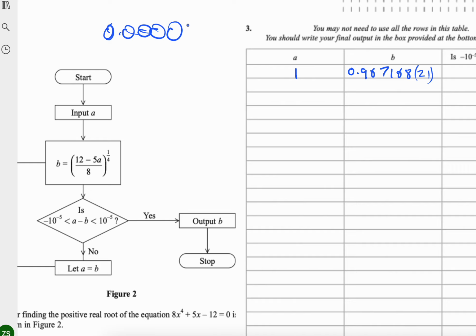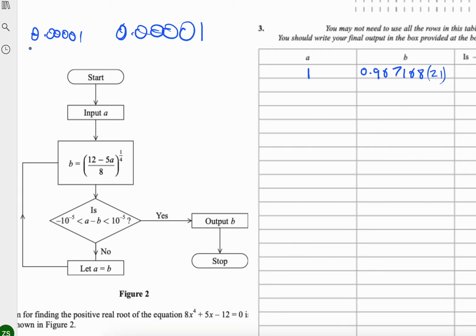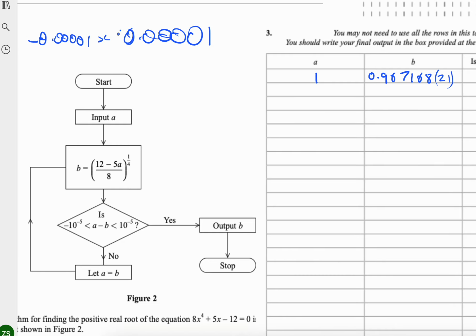So if it's between here and the negative of that, that's what we're looking for. And we got a value of 0.0343, right? That's outside of that range. So we're going to keep trying. What do you think is going to happen? The difference between these two is going to get smaller and smaller each time.